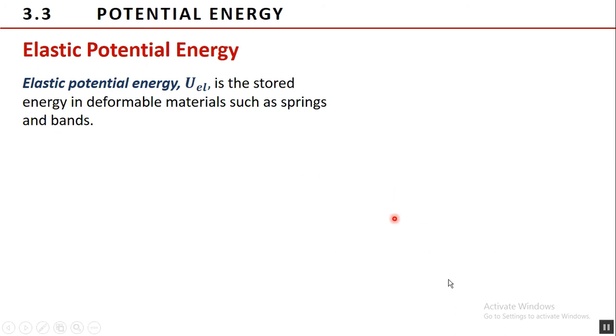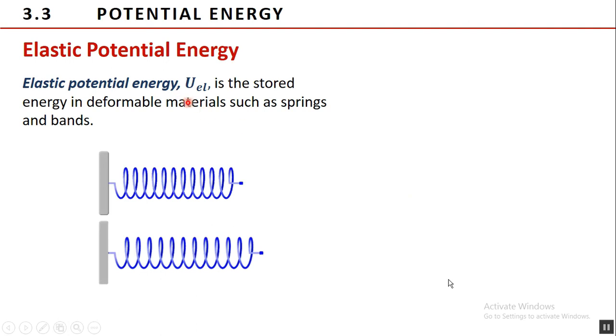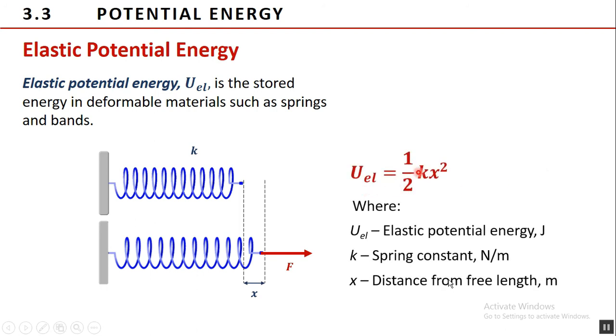Now, let us consider the amount of elastic potential energy stored in a lateral spring with a spring constant of K, when it is compressed or elongated at a certain distance x. When the spring is stretched or compressed by a distance or length x, the spring has an elastic potential energy whose magnitude is given by the equation 1/2 of K multiplied by the square of the distance x. The SI unit of elastic potential energy is joule, for as long as the spring constant is in newton per meter and the distance is in meter. This formula also applies when the spring is compressed.